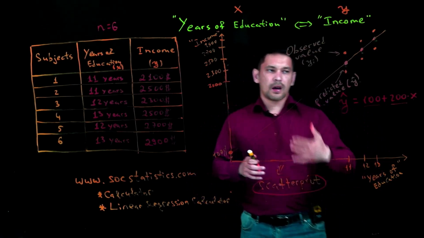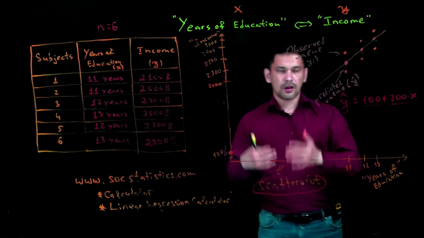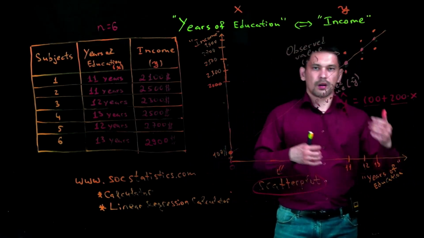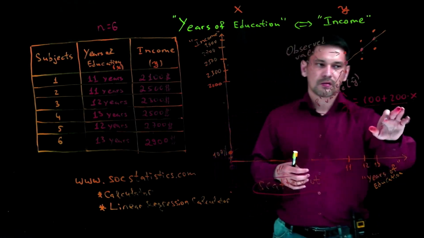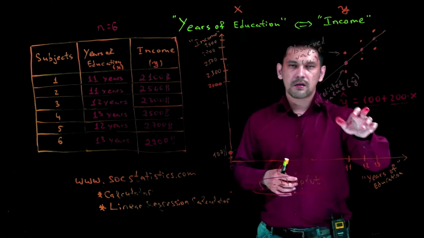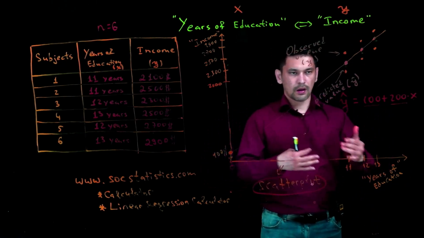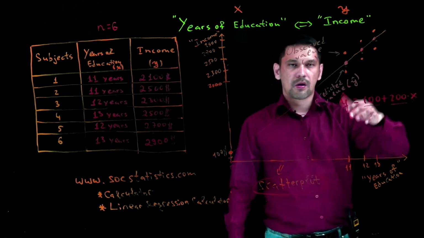Again, if I ask you to interpret the slope in context, say this. For each additional year of education, income increases by $200 on average. Now, if I say interpret the y-intercept in context, just say this. For 0 years of education, income equals $100 on average.